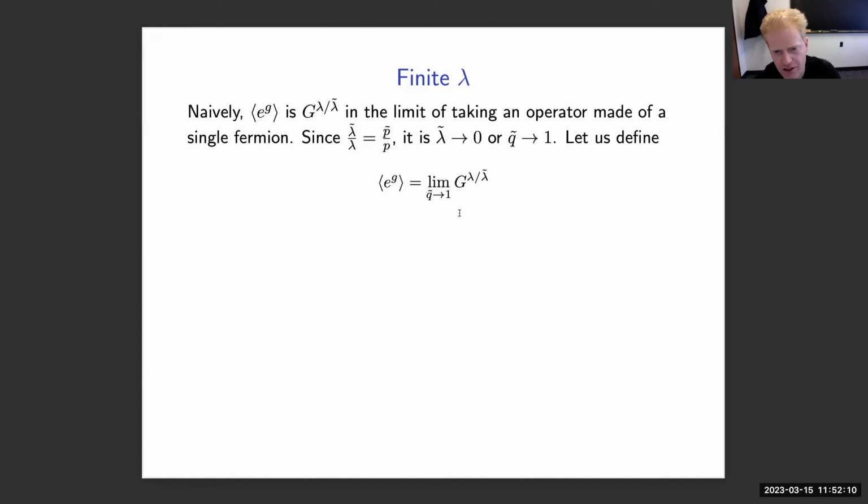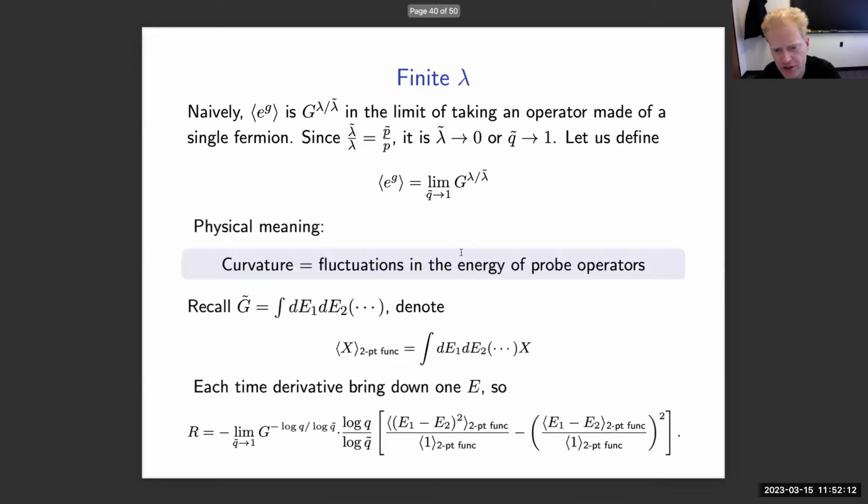Now what can we say about it? First of all, there is actually a simple physical meaning to this geometry in that case. The curvature, which is the Ricci scalar, the bottom line is that it's actually related to fluctuations in the energy of light operators. So the curvature in this two-dimensional space is just fluctuations in energies of probe operators.